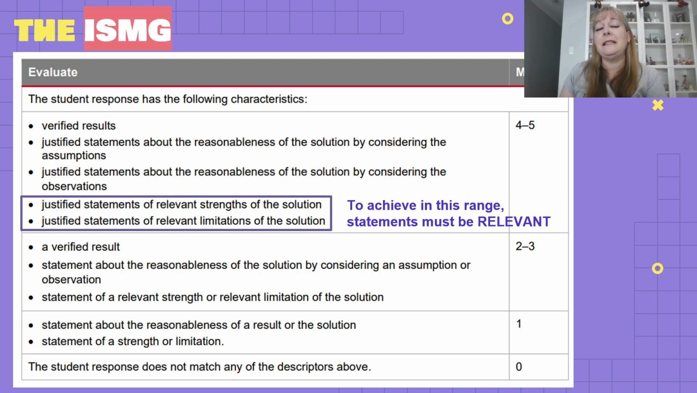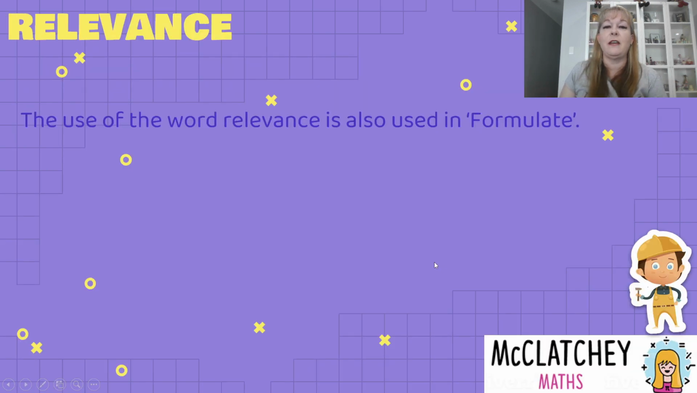The next thing is it needs to be relevant. Okay, so this is a feature here, relevance. It's not a feature down here. So if these strengths and limitations actually aren't relevant to the solution, you'll automatically drop down to the 2 to 3 range. We've used that word relevance as part of formulate. You remember that when we created our observations and assumptions. So they need to actually relate to the task and have an impact on results.